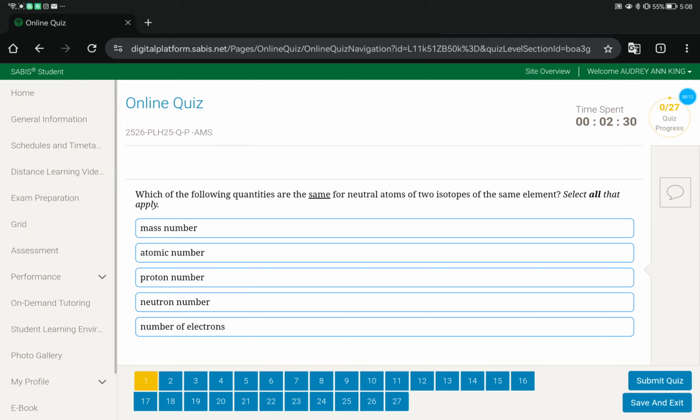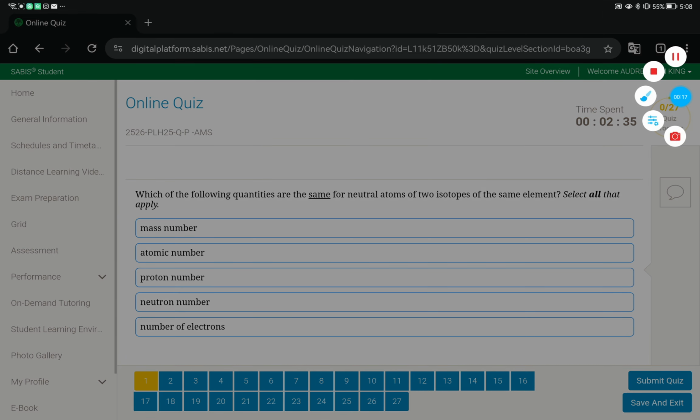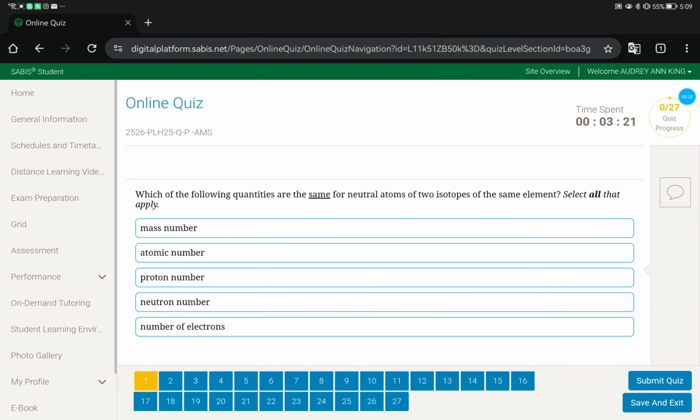So which of the following quantities are the same for neutral atoms of two isotopes of the same element? Two isotopes of the same element have the same number of protons, but a different number of neutrons. Let's say you have two isotopes over here. The bottom is the atomic number, and let's say it's 45, and here it's also 45. And the number of neutrons is, let's say, 100.